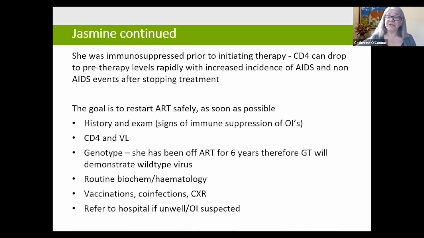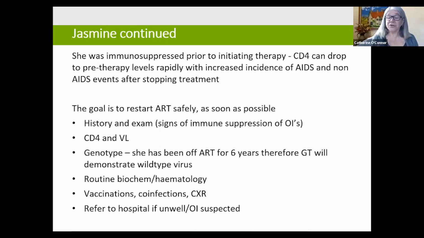We need to be having a goal of restarting ART safely and as soon as possible. We need to be doing a history and examination looking for signs of immune suppression and opportunistic infections. Need to be doing a viral load and CD4 count. As far as the genotype goes, she's been off ART for 6 years, and almost certainly her genotype, even if she had some resistance, would have gone back to wild type. So you're not going to see the resistance.